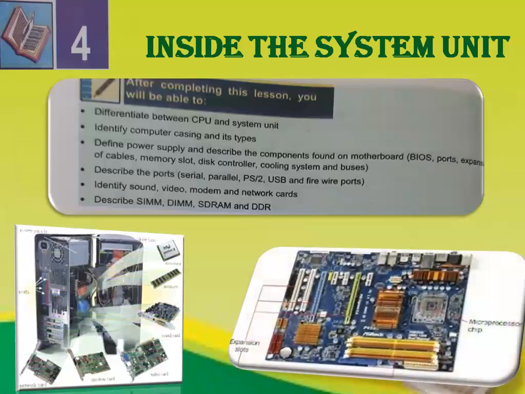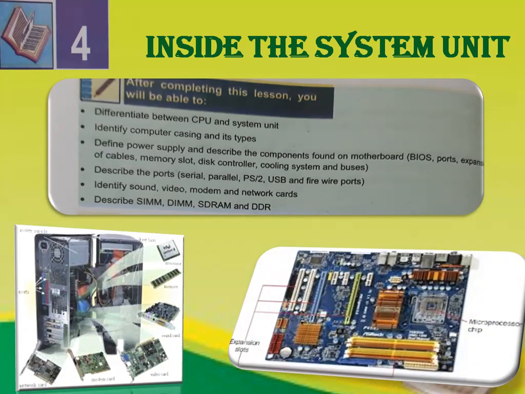After completing this lesson, you will be able to differentiate between CPU and system unit. There is a big difference between the CPU and the system unit. CPU is the central processing unit, and the system unit is basically a combination of different components, that is a complete system. CPU is a microprocessor, a small chip.